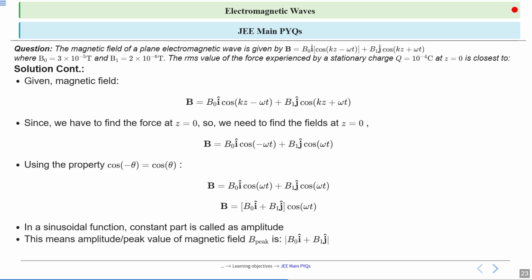This means the amplitude or peak value of the magnetic field, B peak, is the mod of B naught i cap plus B1 j cap. Mod means the magnitude, or resultant, of this whole term. So how can we find the resultant? B naught is in the x direction, B1 is in the y direction, so they are perpendicular to each other. We will apply vector algebra. We will find the resultant for perpendicular vectors to find the peak value, or maximum value, of the magnetic field.